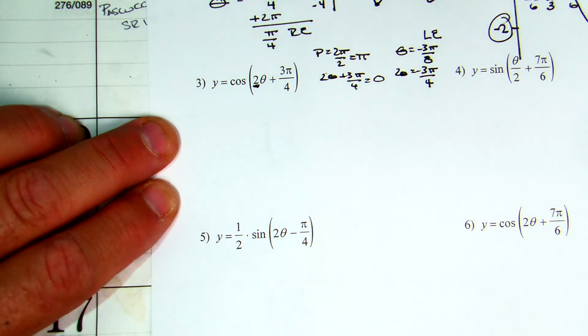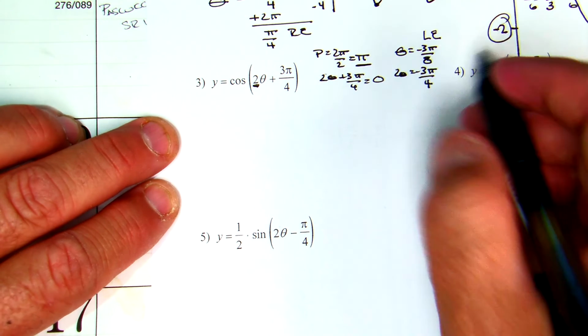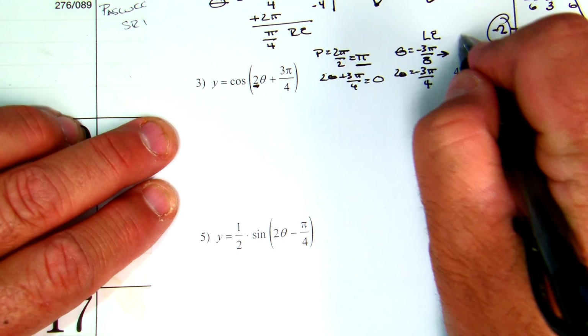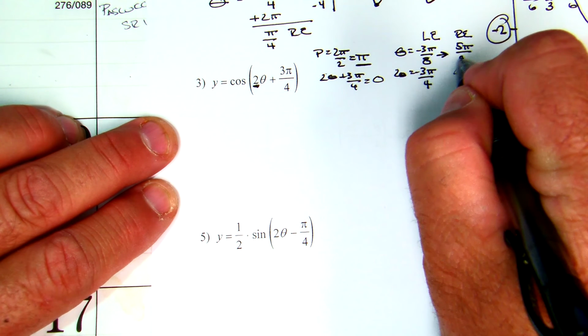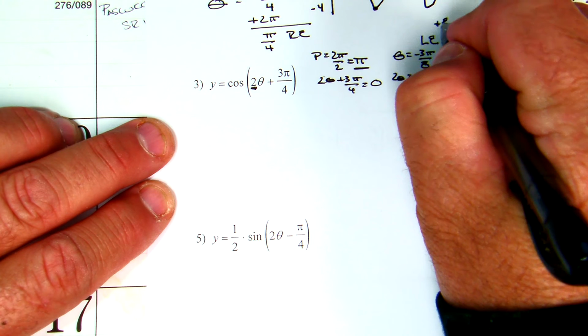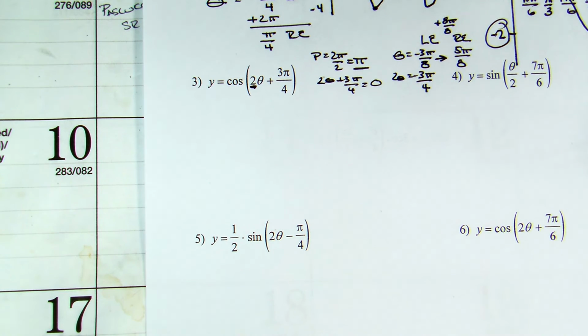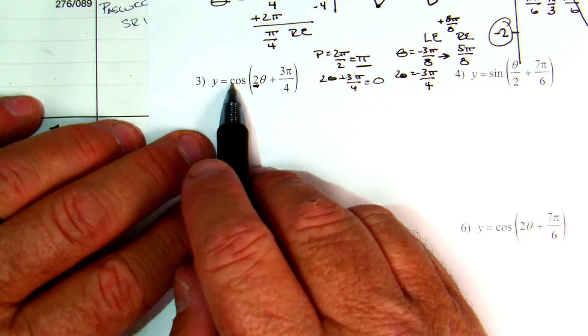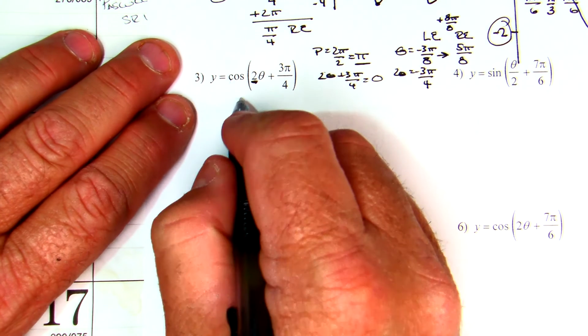For my right endpoint, I'm going to add just pi. Remember, our periods change. So I'm going to add 8 pi over 8 to that. So that would put the right endpoint at 5 pi over 8. Remember, I'm adding 8 pi over 8 to that. Common denominator. No number directly in front of the cosine, so I go back to going from 1 to -1.